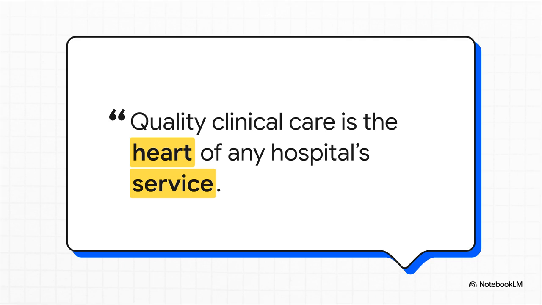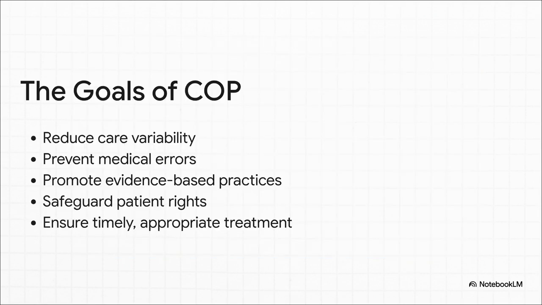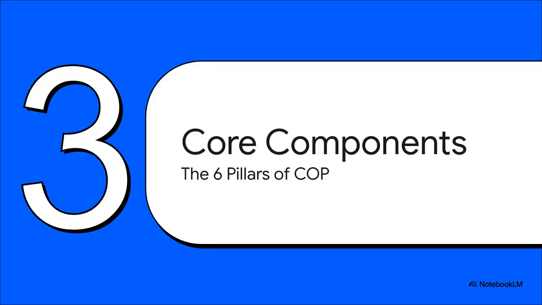And to make good on that promise for every single person who walks through their doors, you absolutely need a system. And the goals of that system are incredibly practical. First, it's about reducing variability in care, so your treatment doesn't depend on which doctor happens to be on shift. It's designed to prevent medical errors by building in safety nets. It also pushes for practices that are actually backed by science, evidence-based. And crucially, it's there to safeguard your rights as a patient and make sure your treatment is both on time and right for you.